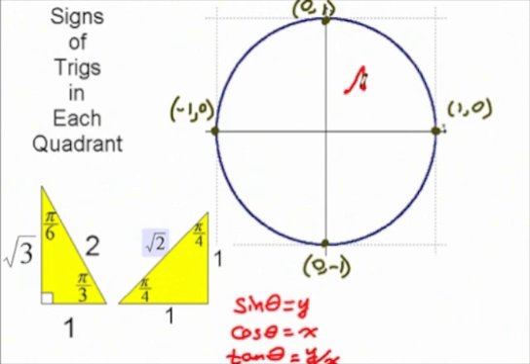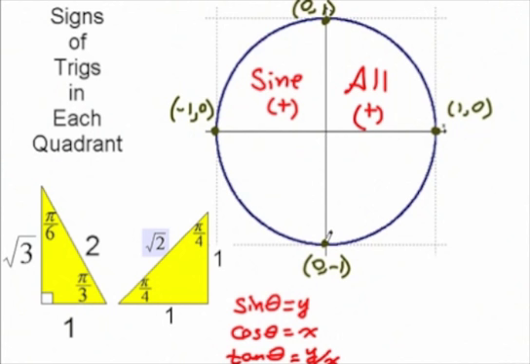So all of the trig functions are positive in the first quadrant. In the second quadrant, we have y positive, but x negative. So the only one out of these three that's going to be positive is the sine. I'll put sine is positive in this quadrant. The other two are going to be negative because they have an x involved, and x's in that quadrant are negative.